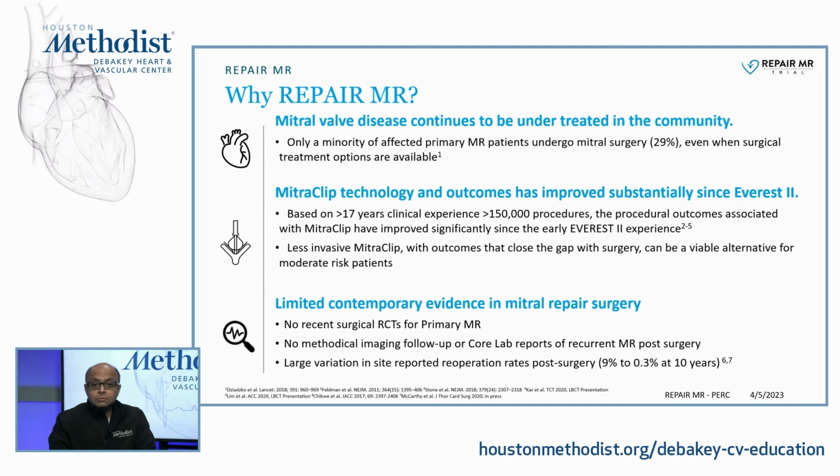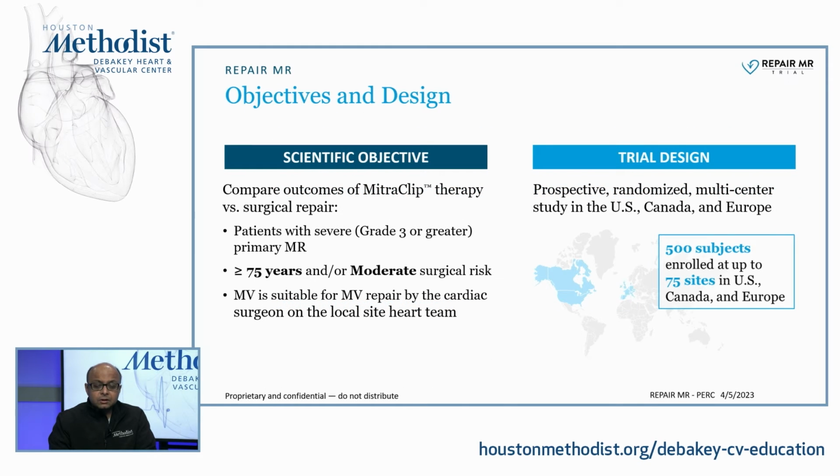There is no randomized trial looking at transcatheter therapy versus surgery. So this is the first such trial in this space, and really a paradigm shift based on this trial, if this trial is found to be positive. The scientific objective obviously is to compare MitraClip versus surgical repair in patients with grade 3 or greater mitral regurgitation, primary MR. Patients have to be 75 years or older, or moderate surgical risk, which we will define in the next slide. The valve has to be suitable for mitral repair as deemed by a surgeon, and also for MitraClip as deemed by the surgeon, interventional cardiologist, and the imaging team.